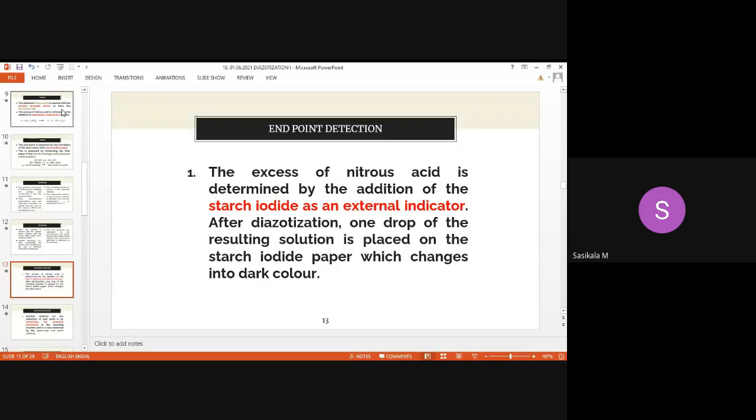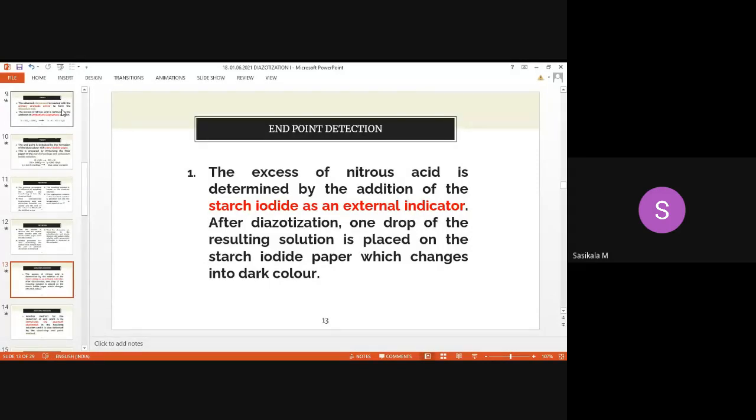After that you add concentrated hydrochloric acid. Concentrated acid will be a highly hot solution, right? So when you keep it in the ice bath, it gets cooled to 0 to 5 degrees Celsius. The temperature is monitored by means of a thermometer, and then you need to add sodium nitrite from the burette.